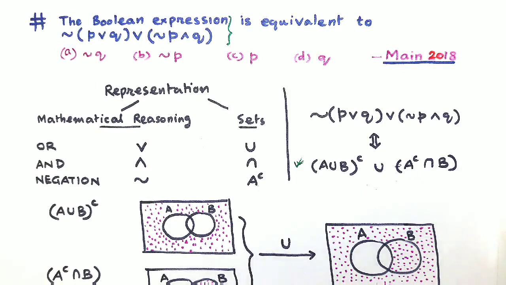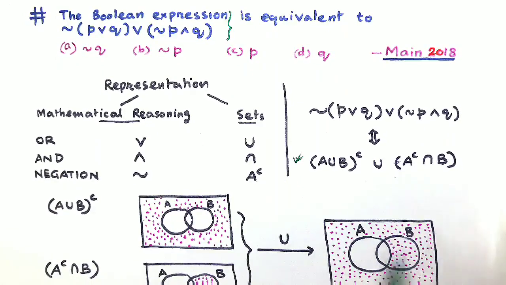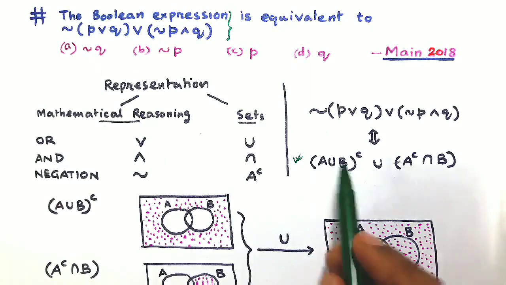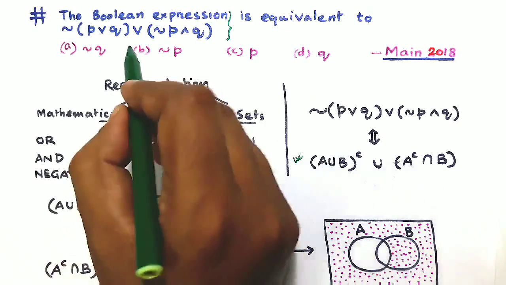Now first of all we observe that the complement of A union B is this figure. That means the region outside A and B is this red shaded one, and A complement intersection B is this part, only this part. Now if you take the union of these two sets, you will find the figure. In this figure we observe that after union we get a figure in which the red shaded portion is the complement of A. According to the Boolean expression, A is P, so complement of A means tilde P or negation of P. So our option is B.